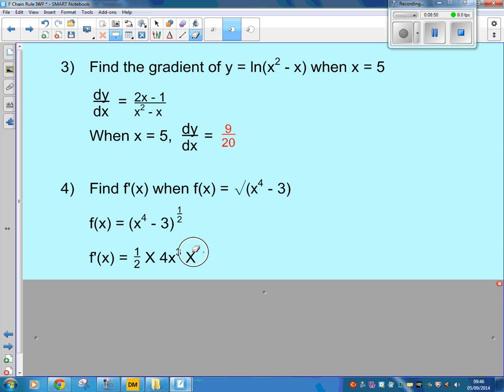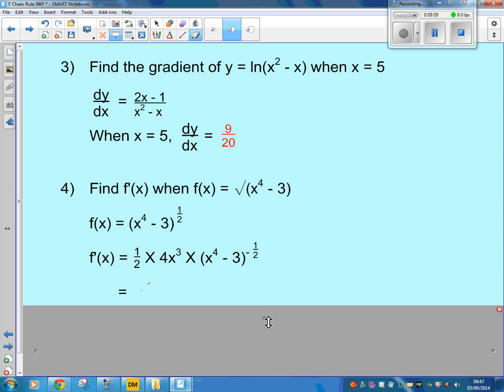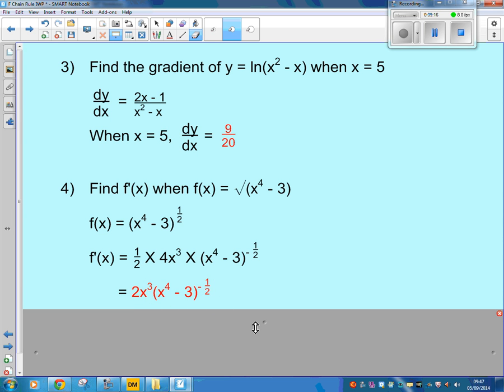And then we reduce the power by 1. So instead of having (x to the 4 minus 3) to the half, it's (x to the 4 minus 3) to the minus a half. So to differentiate f of x, f dash of x, multiply by the power, differentiate the part in the brackets, reduce the power by 1. Now, the answer, well, half of 4x cubed, 2x cubed, and then the rest of it can stay the same. Now, if all you're asked to do is find f dash of x, I would leave the answer like this.